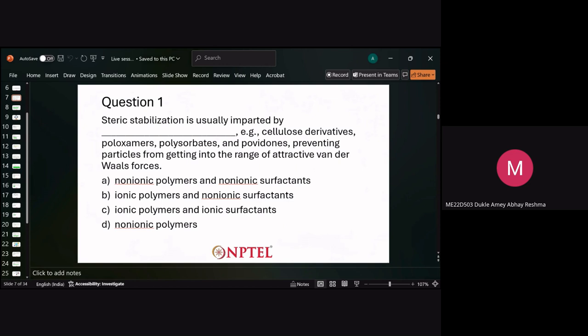Steric stabilization is usually imparted by dash. Example: cellulose derivatives, polyhexamers, polysorbates, and polyvidones, preventing the particles from getting into the region of attractive van der Waals forces. So the answer is basically non-ionic polymers and non-ionic surfactants.